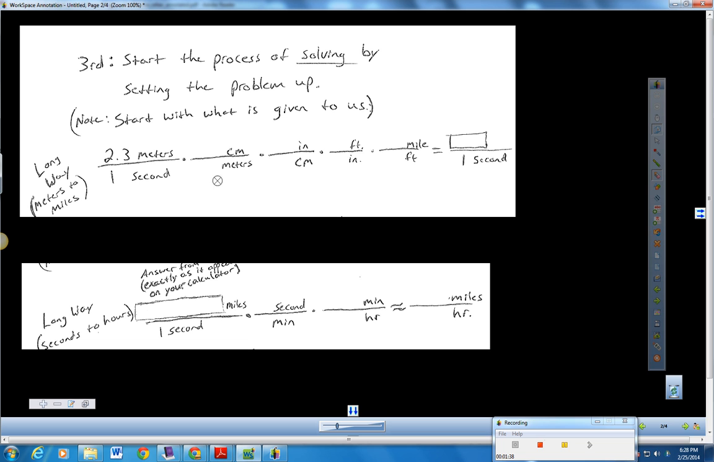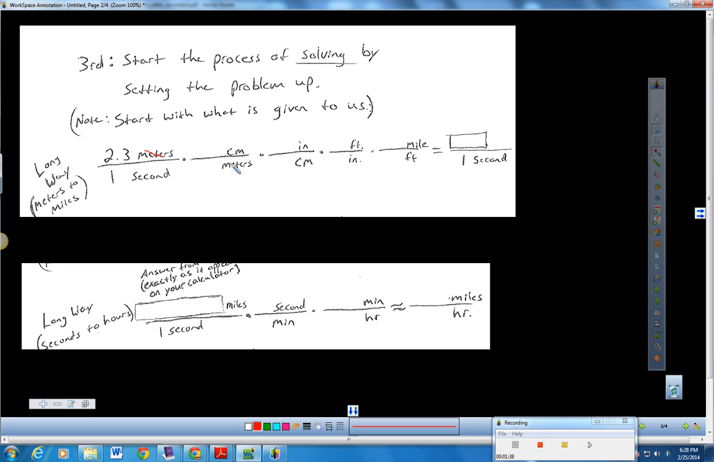We start with our given. We always start with our given. We then need to determine conversion factors. Now, in order to get the meters here, I knew that I needed to cancel out meters. So I wrote meters, and what do I want to convert meters to? Well, I convert it to centimeters.